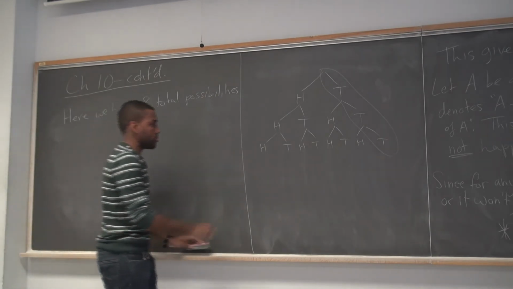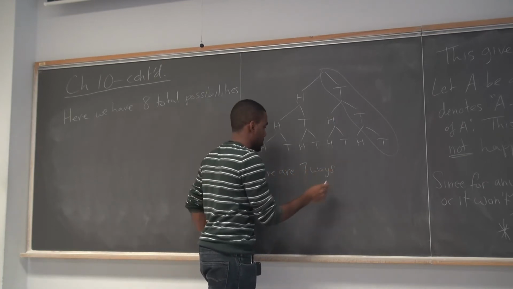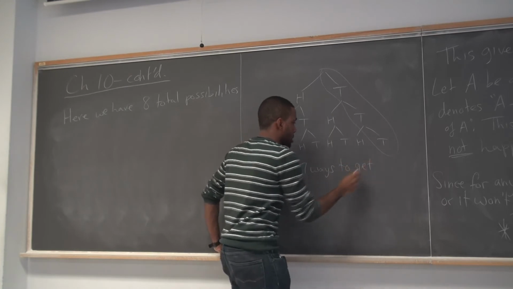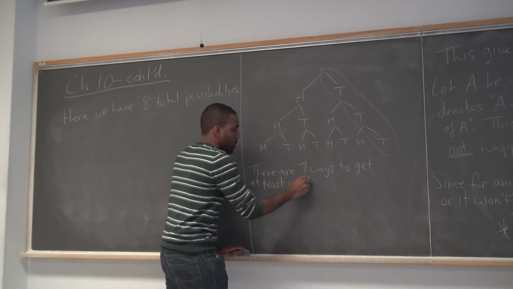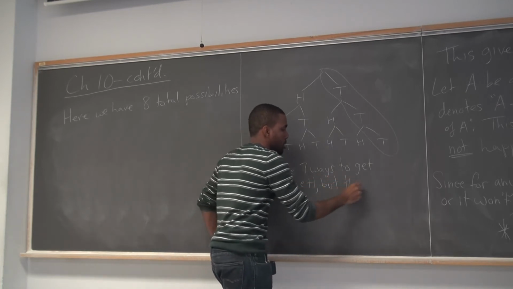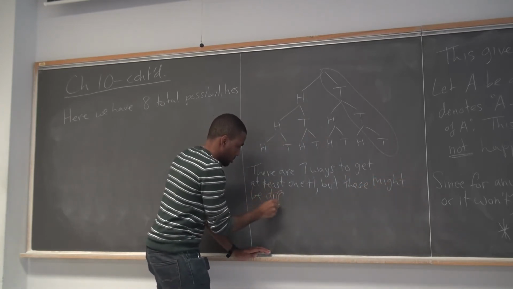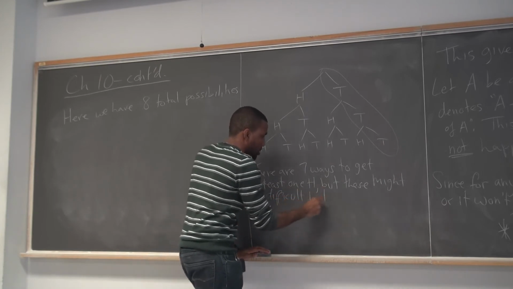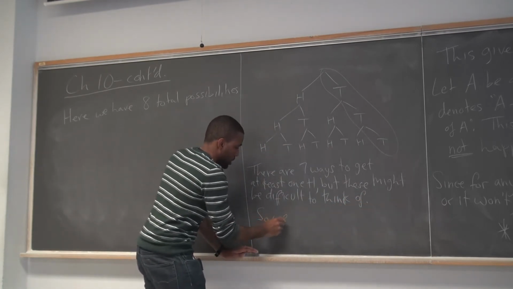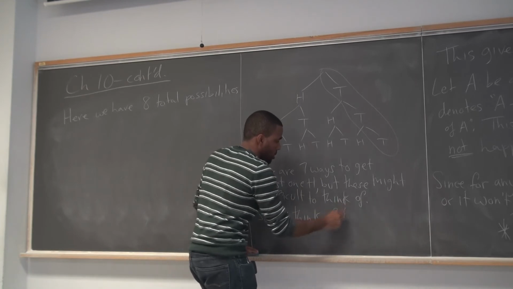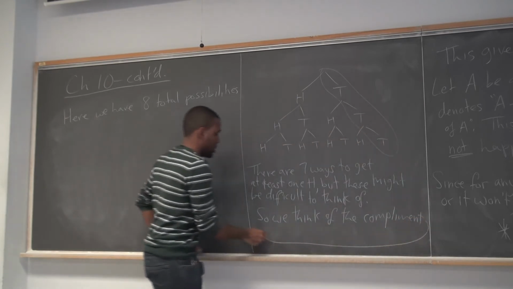So, there are 7 ways to get at least 1 head, but these might be difficult to think of. So we think of the complement, which is what's going to happen here.